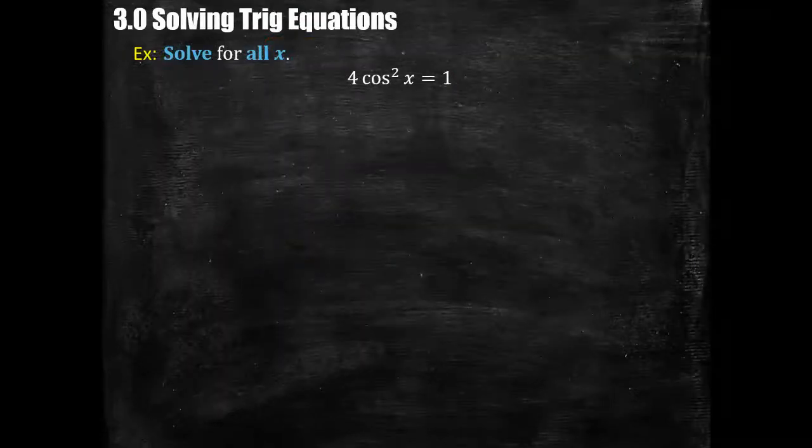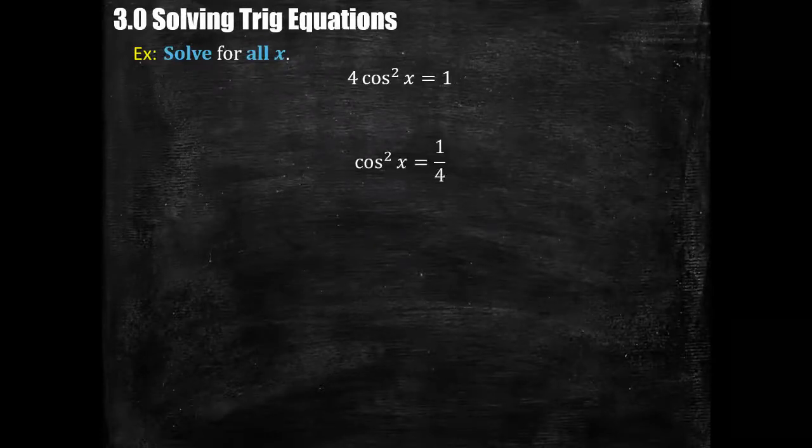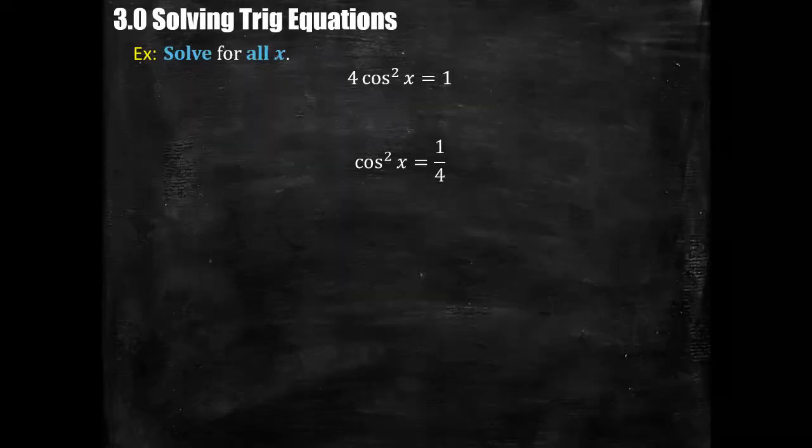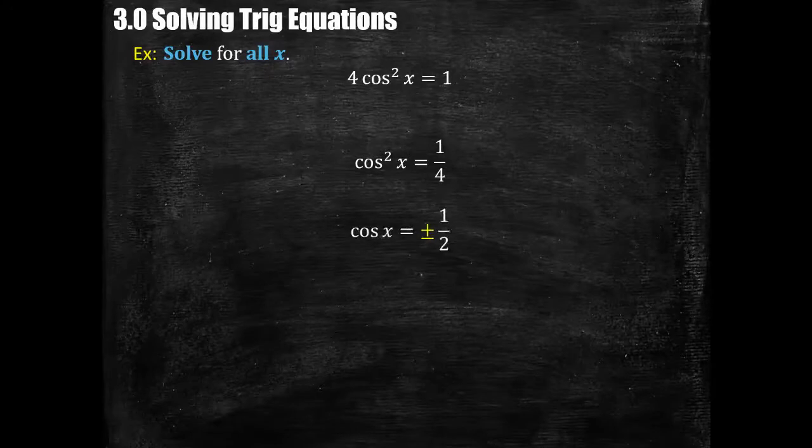And this is the last one that we're going to do together. So for this one, what's the first thing that I would do? We're solving this over all x. I would divide by 4. Cosine squared x equals 1/4. There's no domain issues here. When you square root it, you get plus or minus 1/2. So you're figuring out, where is cosine 1/2 and where is it negative 1/2?